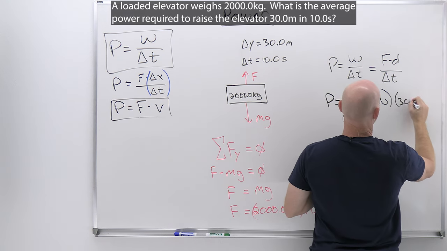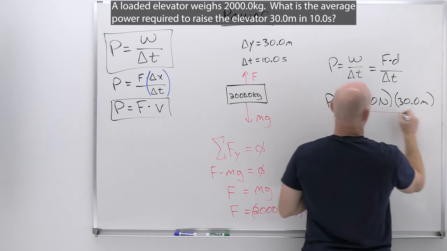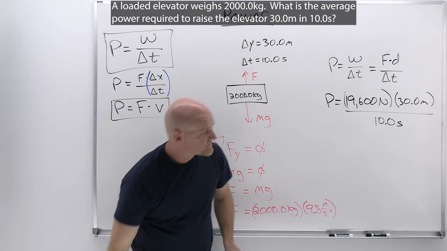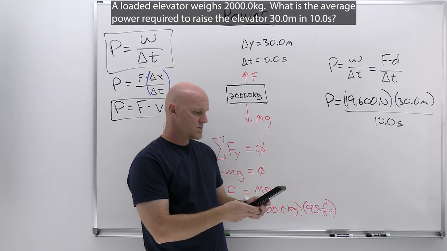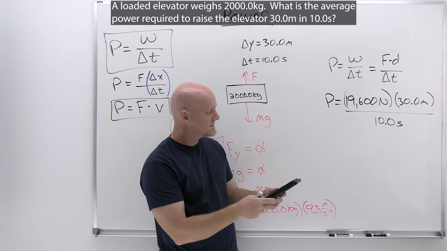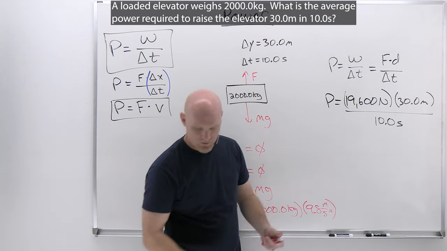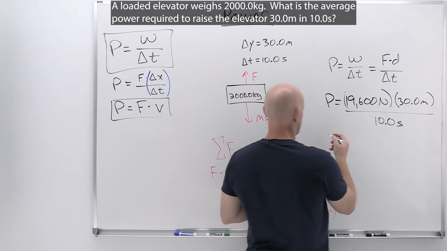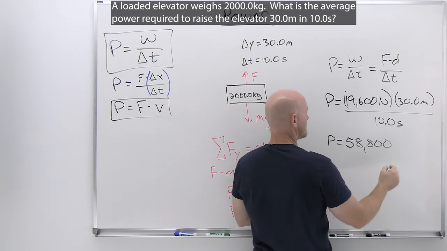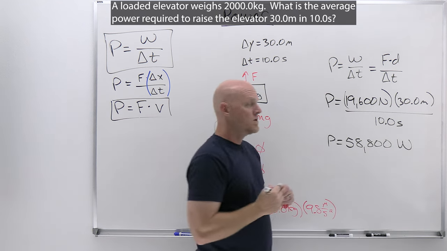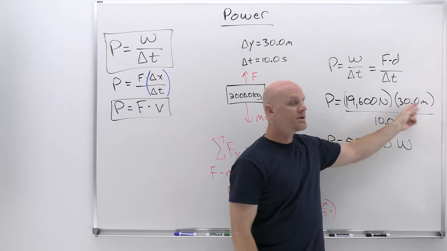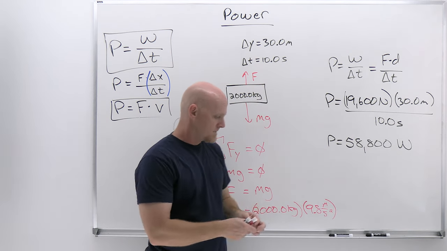Newtons, displacement of 30 meters, time 10 seconds. And based on the numbers we're given, we're limited to 3 sig figs. And so we'll take 19,600 times 30 divided by 10, and we're gonna get 58,800. It'll end up at 3 sig figs anyways. And again, that is in units of watts, which again is a joule per second. You can see that kind of works out, the newton meter per second, with a newton meter being the same thing as a joule.